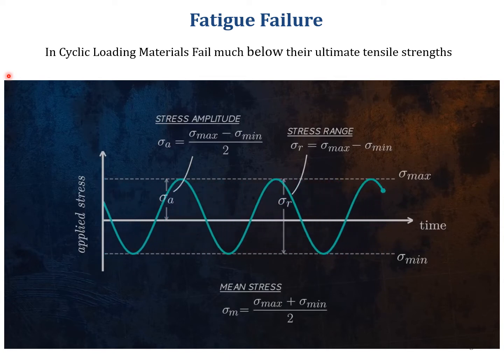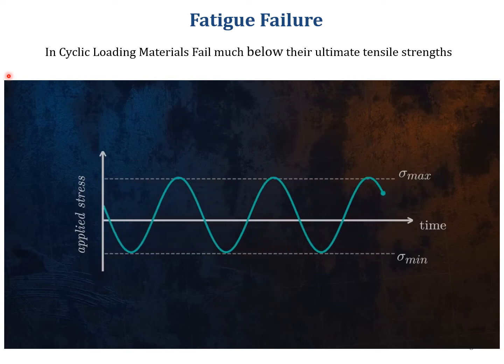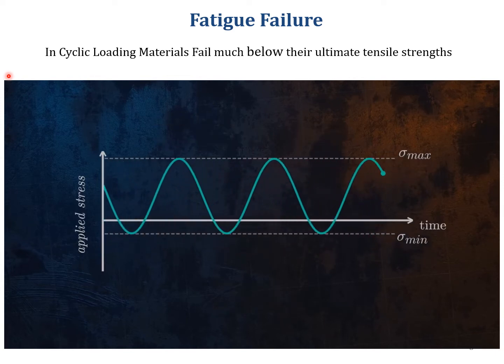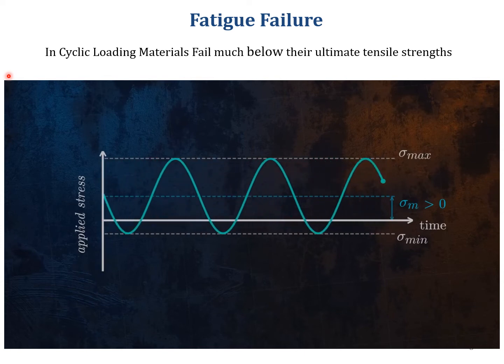In this case, the mean stress is 0, but this is only one very specific type of loading. In some cases, we might have a mean stress which is not equal to 0, as shown here. This mean stress will have an effect on the fatigue life. A tensile mean stress will typically result in a shorter fatigue life.